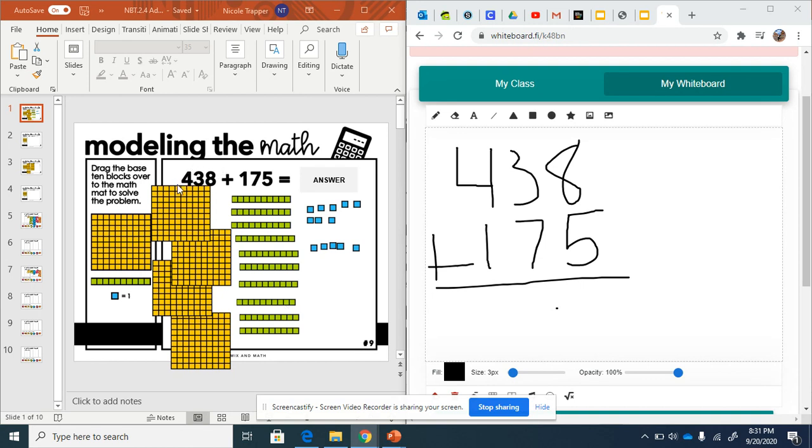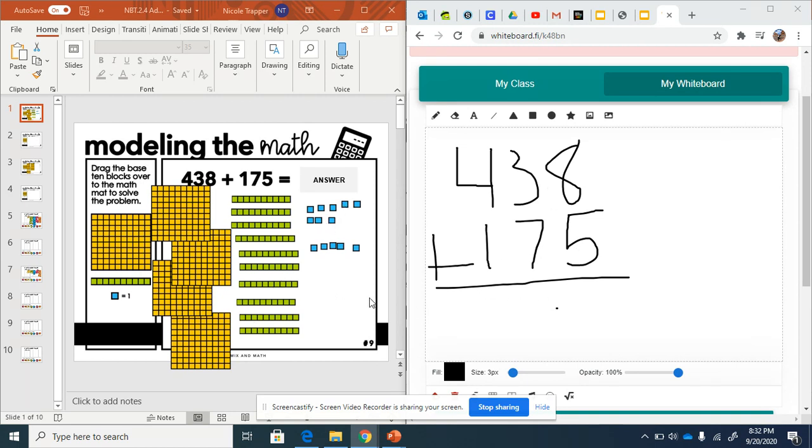So I started by dragging out 4 hundreds blocks, 3 tens blocks, and 8 ones blocks. Then I added 1 more 100 block, 7 more tens blocks, and 5 more 1 blocks. Over here on the right side of my screen, I'm going to follow this along with the standard algorithm so we could connect this concrete model to our standard algorithm.